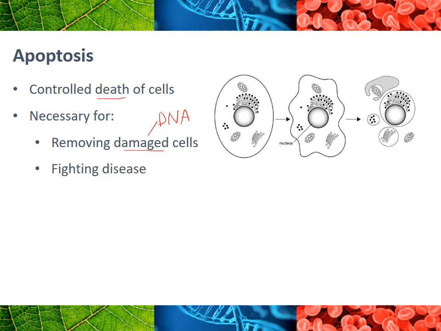Apoptosis is also really important in fighting disease, and we're going to move on soon to looking at the immune system. But one way that apoptosis might occur would be if, say, a cell is infected with a virus, and the best way to get rid of that virus is actually for the cell to destroy itself. And we'll look at that again more when we look at the immune system.